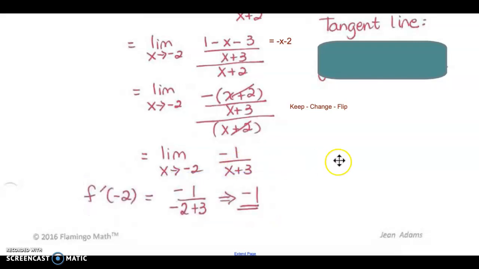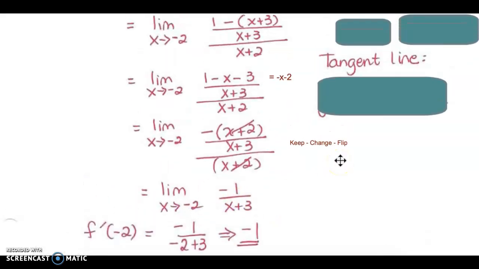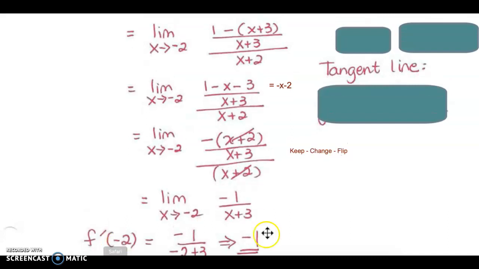Okay, so we get this. Plug in and we get a negative 1. So our point is negative 2, negative 1.